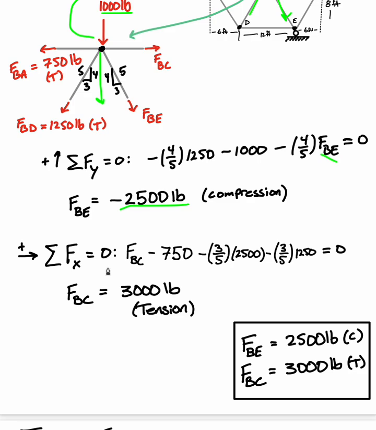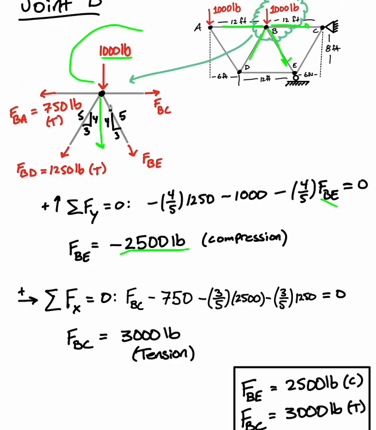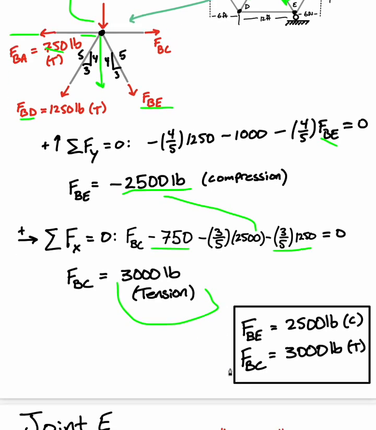Sum of the forces in the X direction, and we'll take the 3/5 of this component of FBD, which is 1250, and we will take 750, which is acting straight in the X direction, and we have also 3/5 of FBE, which we just found is 2,500, and when we solve for FBC, our unknown, we get 3,000 pounds in tension.